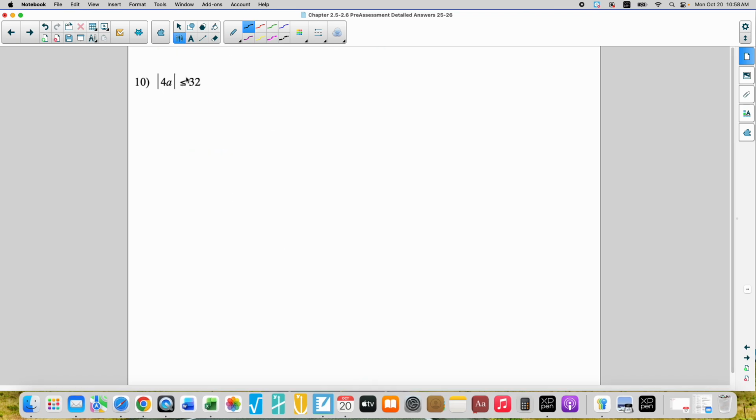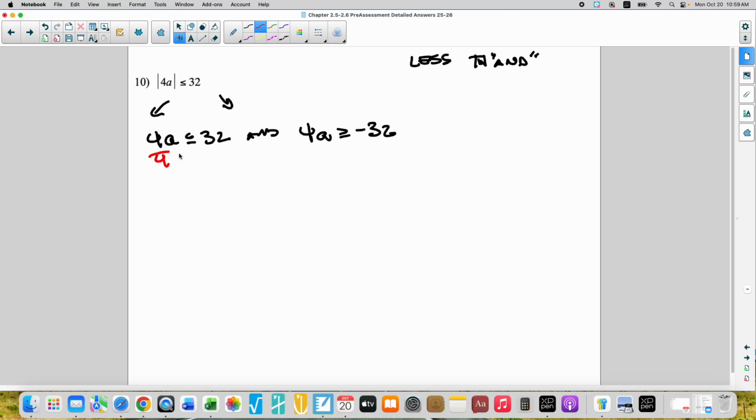This is a less than. So we're going to write the two statements. 4a is less than or equal to 32. 4a is greater than or equal to negative 32. It's an and statement. We're going to divide both sides by 4. a is less than or equal to 8. Divide both sides by 4. a is greater than or equal to negative 8. It's an and statement.